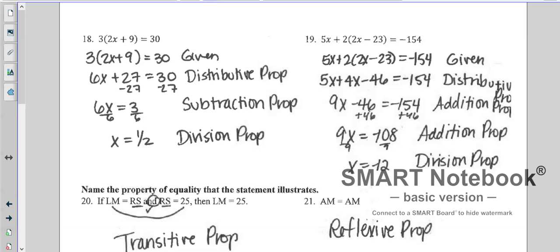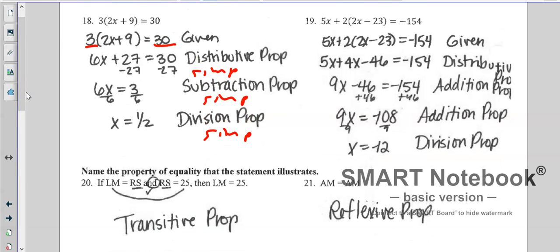All right, on this one, we're given, so we write that. Now, there were two choices here. Since this is a multiple of 3, we could have divided both sides by 3, which I've shown you in class. So this one's a little bit different. We distributed first, okay? Once we distribute, we simplify. Then we subtracted 27, and we simplified. Then we divided by 6, and we simplified and got our answer of 1/2.